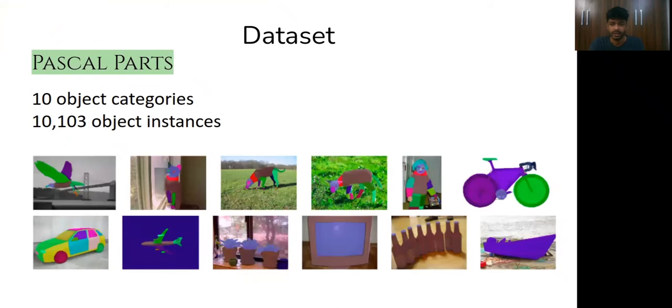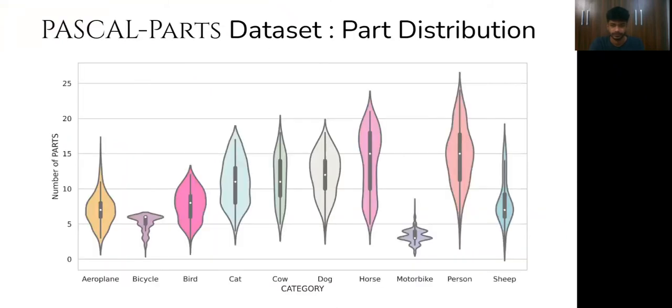We use the large-scale part-segmented object dataset, Pascal Parts. This plot shows the density distribution of part counts and object instances for each category. The varying range and frequency of part occurrences across categories, combined with the requirement of object generation from a single unified model, poses a lot of challenges.